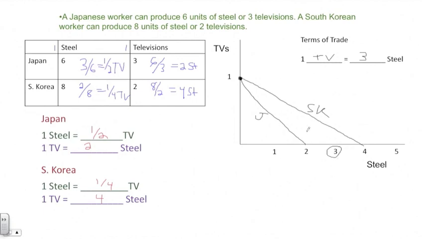The logic behind this is that Japan, when they focus on producing televisions and trade one, must gain profit. In their own country, when they take one TV and sacrifice it to make steel, they can make 2 steel. So in the trade, they have to receive more than they could have received on their own in their own country. Therefore, they must receive more than 2. For South Korea, when they focus on steel production and they want a TV in their own country, it costs them 4 steel. So for them, this has to be a less costly endeavor. Therefore, they have to give up less than 4. So again, for Japan, they have to get more than 2. South Korea must give up less than 4. This is known as the terms of trade.